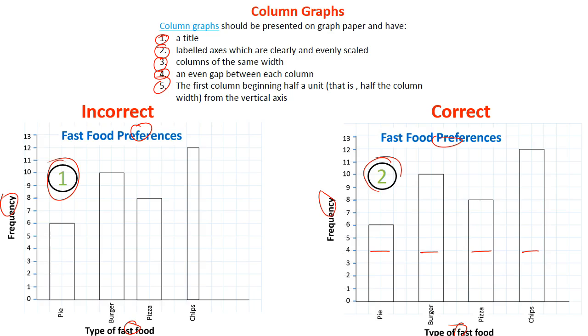As you can see here, I've got 2, 2, 2, 1. That's one reason why this one's incorrect: an even gap between each column. Now, we'll skip the first part because we're going to come back.